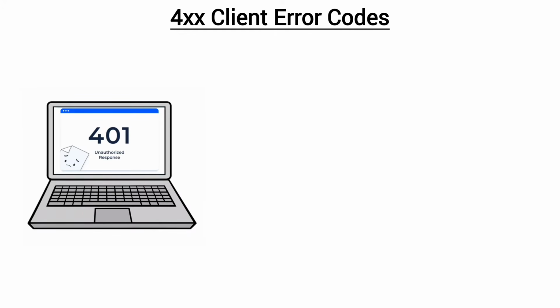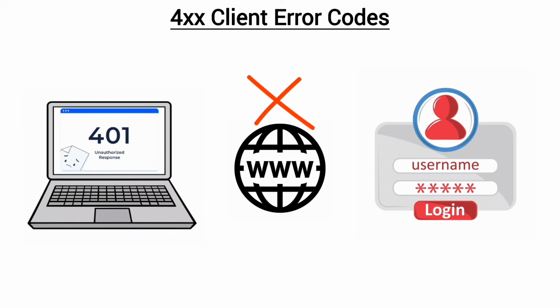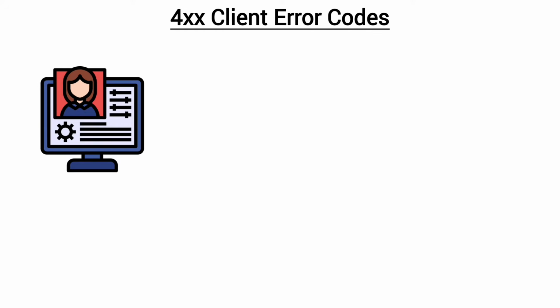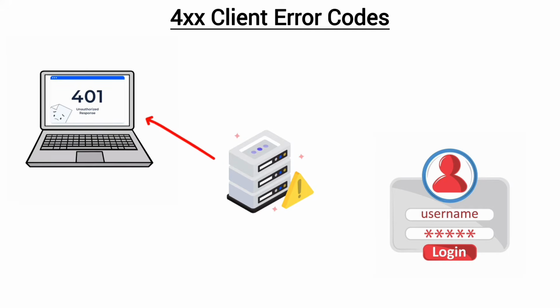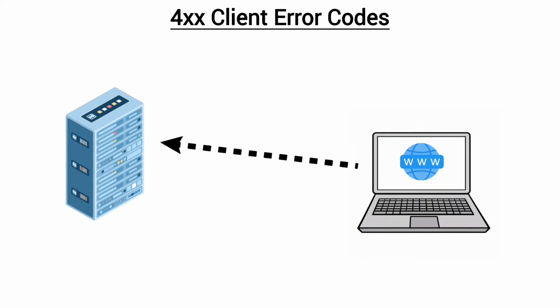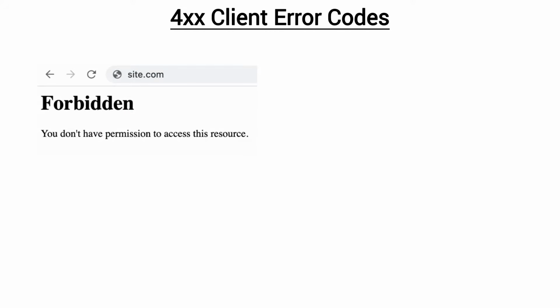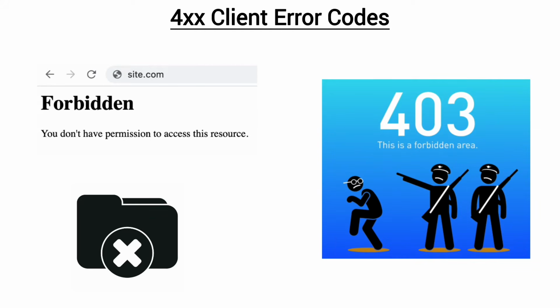Code 401 means unauthorized. This code appears when the page or resource requires login or authentication, but your browser did not provide valid credentials. For example, if you try to open a dashboard or admin page without signing in, the server responds with 401, asking for proper login details before allowing access. Code 403 means forbidden. It means the server understood the request but refuses to allow it. This usually happens when you try to access a page or directory that's private or restricted by the website owner.